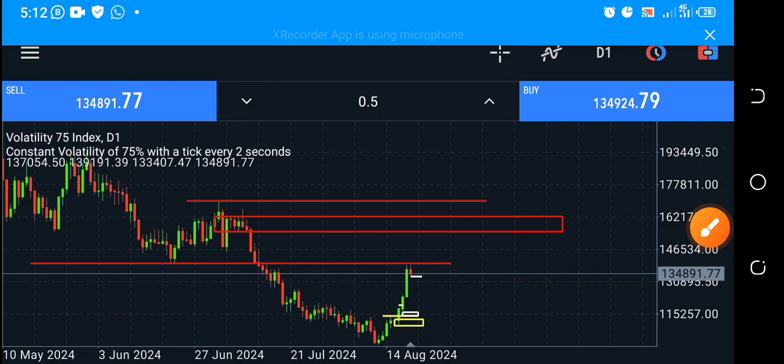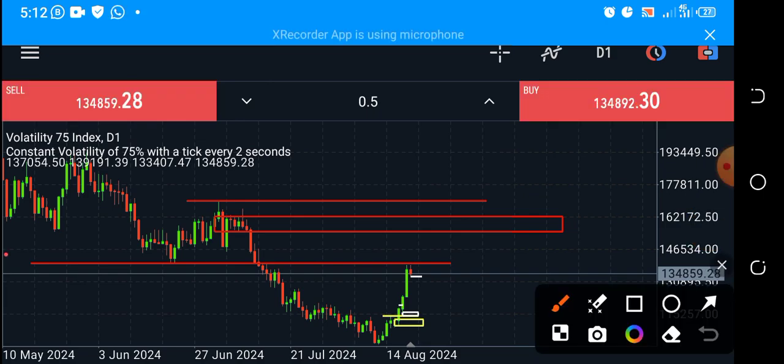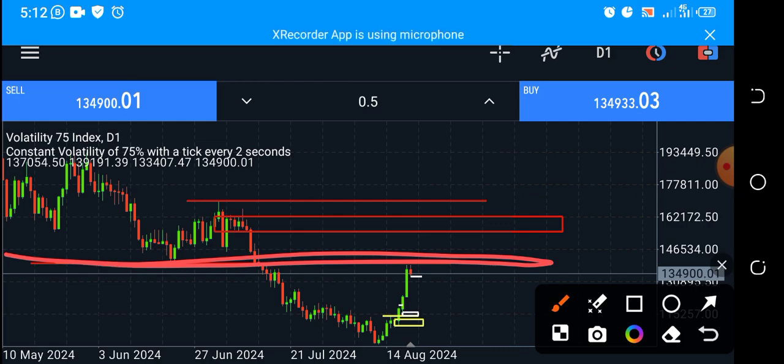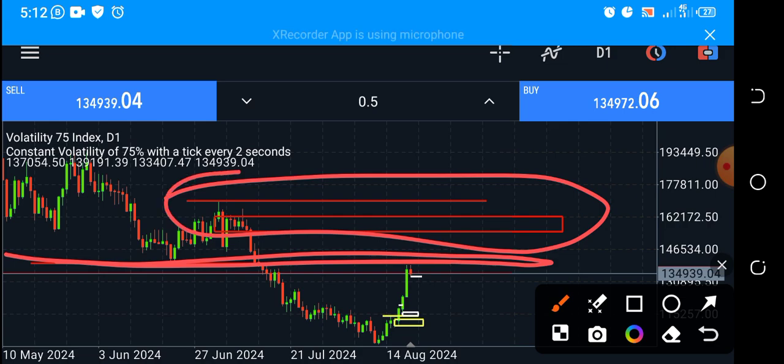Primarily, this was the last structure V75 broke, so we are expecting it to come into this region here. Once it gets to that region, those in my community, the TMC community, already know what to do. We look out for our sell trade confirmation. Once those confirmations appear, the T's are crossed and the I's are dotted, we pull the trigger and take the trade. If I happen to catch it, I'll try to post the aftermath results here for you to see.